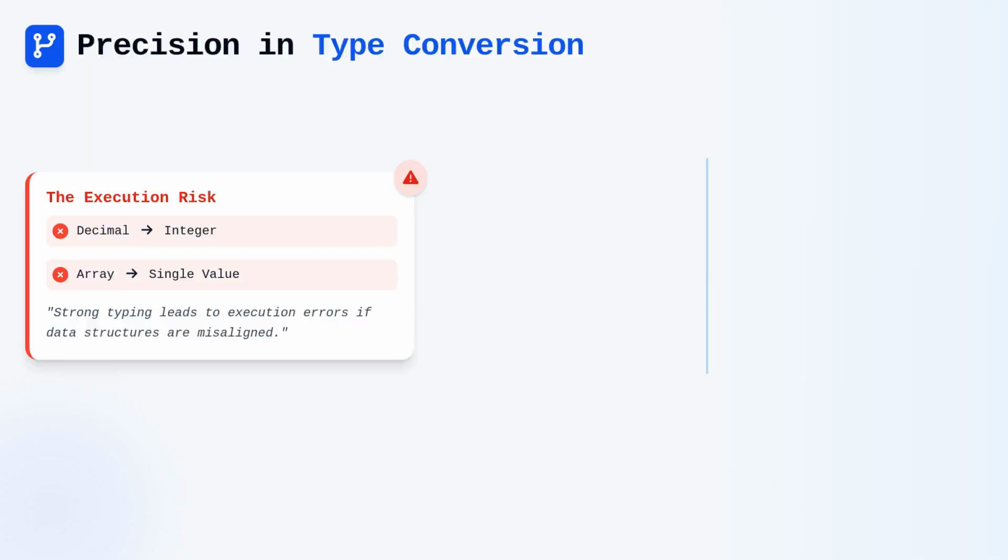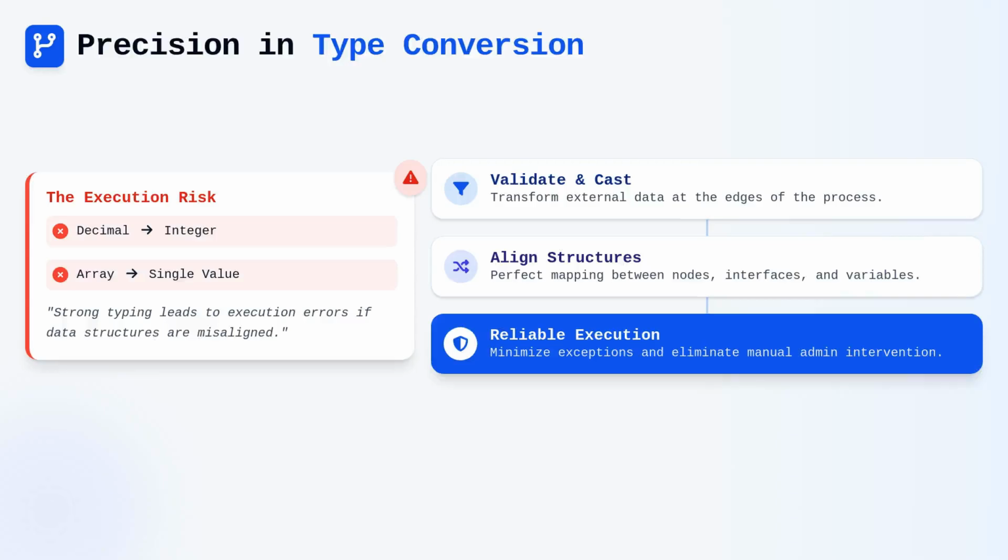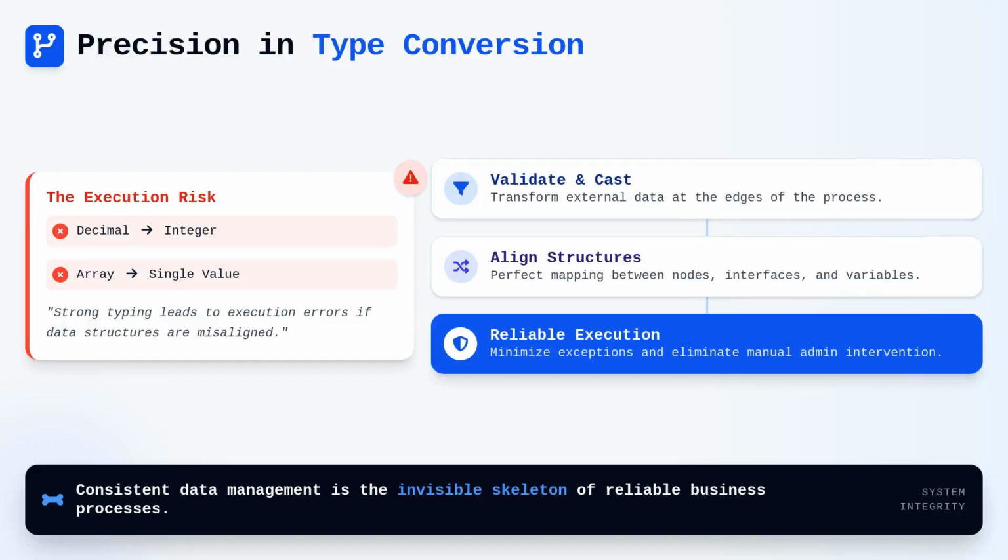If you receive data from an external source or a user, always consider whether you need to perform validation or casting to transform it into the format your business logic expects. By enforcing these constraints at the edges of your process, you minimize the risk of exceptions that interrupt the workflow and require manual intervention from an administrator. Consistent data management is the invisible skeleton that keeps your complex business processes running reliably under load.